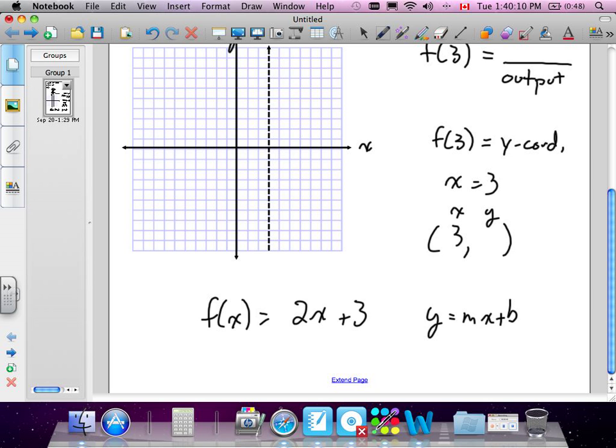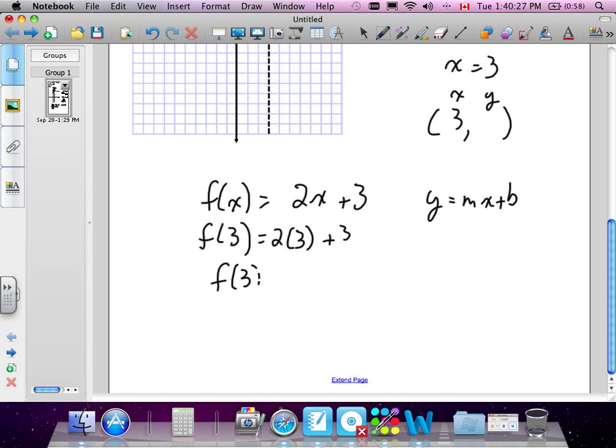We need to now solve for f at 3. So remember, I just made this equation up. When x is 3, we plug it in for the x in the equation. So we have 2 times 3 plus 3. So f at 3 is equal to 6 plus 3. F at 3 is 9. So our coordinate, remember, we plugged in 3 for the value of x. So our x coordinate would be 3. Our y coordinate, because f at 3 is 9, is now the number 9.